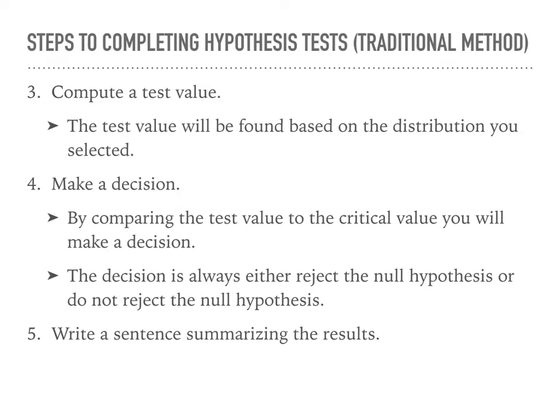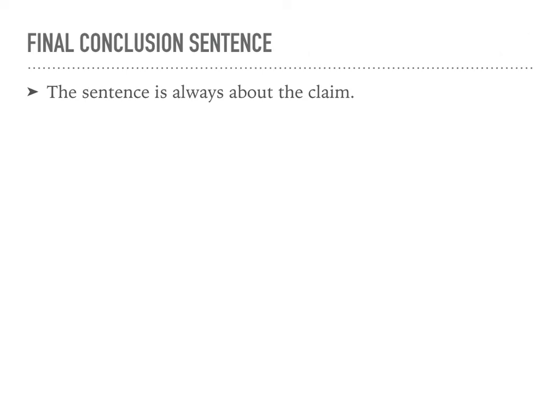Now I do have some guides to help you write this sentence so that your sentence is correctly summarizing what you have found. Your final conclusion sentence should always be about the claim. Now, at this point in the test, you've made your decision, reject the null hypothesis or do not reject the null hypothesis. So this is going to dictate how we start to write our sentence.